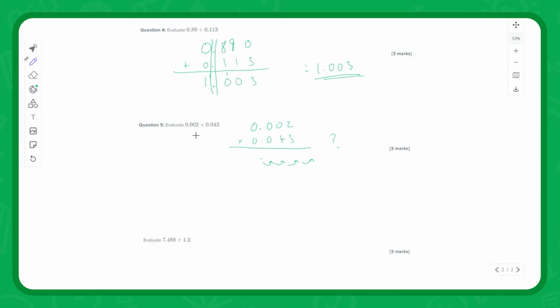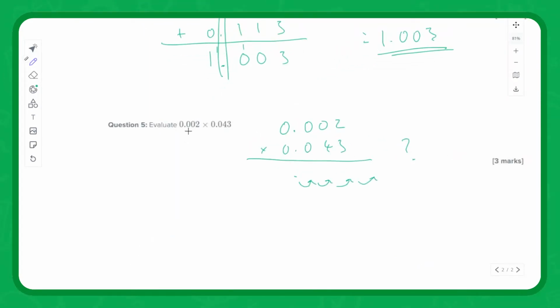And what that's going to do is, if we zoom in, timesing this by 1,000 is going to move my decimal place across 3 places. And same here, this decimal point is going to shift 3 columns. And so this is going to become 2 times 43, which we can do, right? We can know what 2 times 43 is fairly easily. 2 times 3 is 6, 2 times 4 is 8, and so we end up with 86. But this isn't the final answer. We know that this is 1,000 times too big, and this one is also 1,000 times too big. And so our final answer is going to be 1,000 times 1,000 times too big.